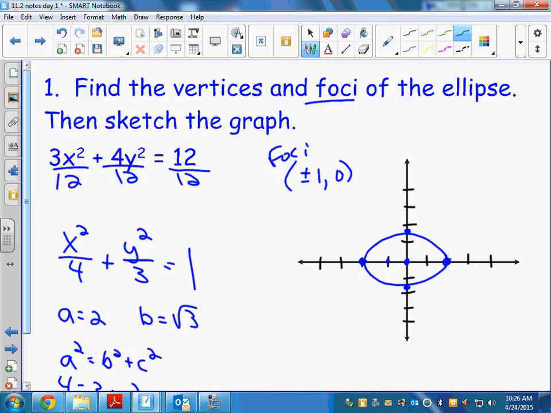So like if you had to label those, that would be your foci. Your vertices are the endpoints of your major axis, which we found already. You can just look at it and count what the endpoints are. But the formula for the vertices, if it's left and right, is just plus or minus a, 0, because you go a to the left, a to the right. So that's why we can say plus or minus 2, 0.